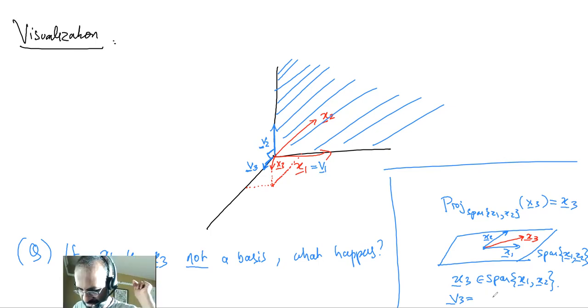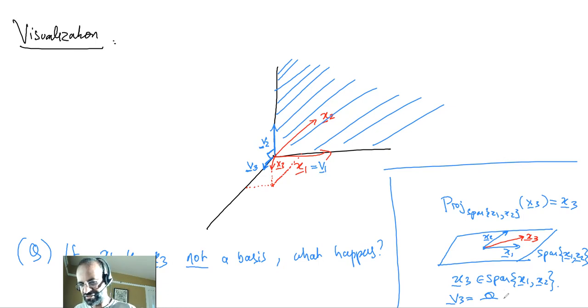No, v3 is the projection of x3 orthogonal to the span of x1 and x2. So what would that be? I mean, the intuition here is v3 is the part of x3 that sticks out of that plane, right? So what is that part? Zero? Zero, yeah. So there's this geometric intuition that what you're doing in the algorithm is you're keeping the part that sticks out of the span of the previous vectors.